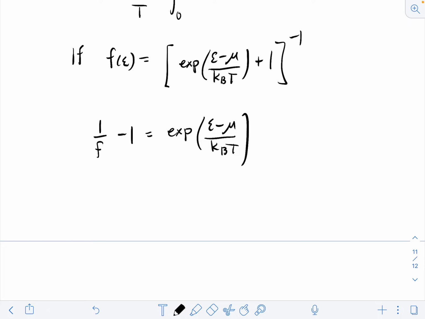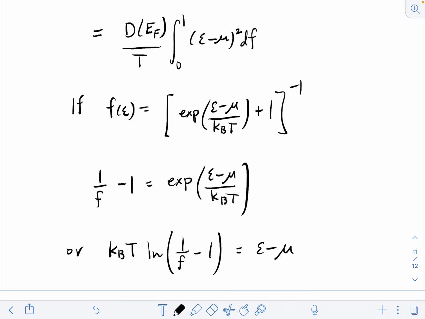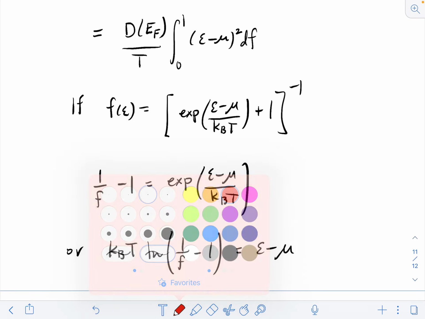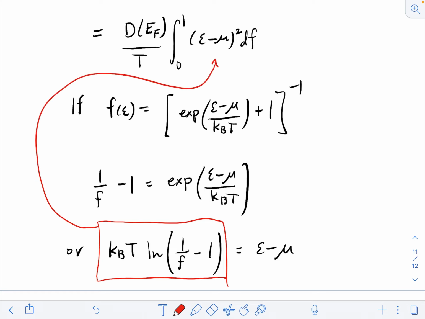If we take the ln and then multiply by kBT, what we're left with is epsilon minus mu. And so what we're going to do is substitute this into epsilon minus mu, and then we'll have to square it.